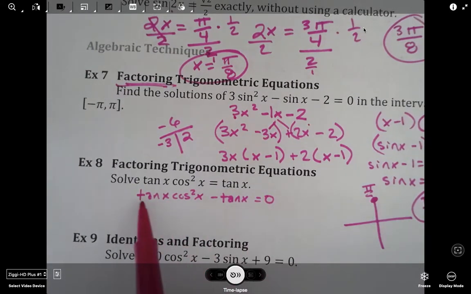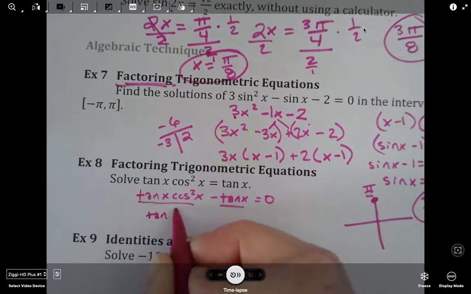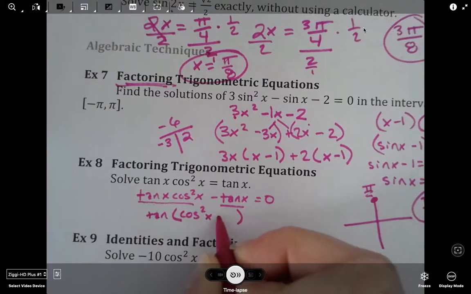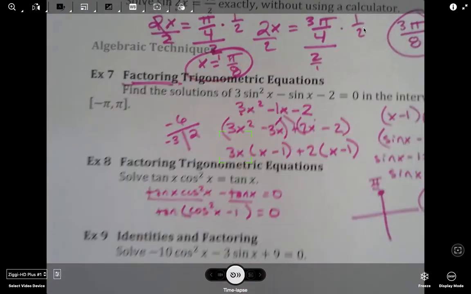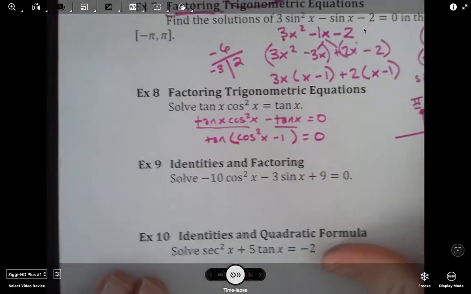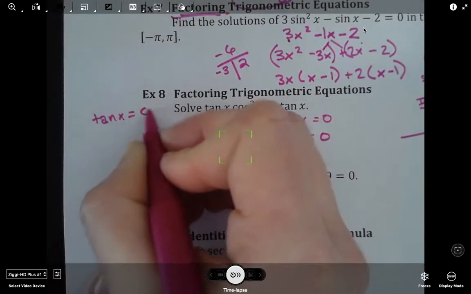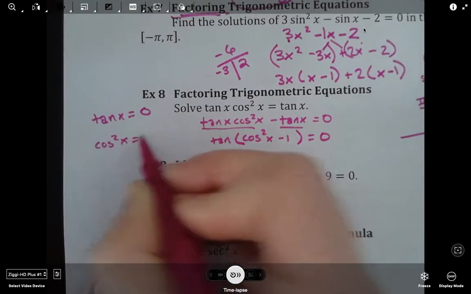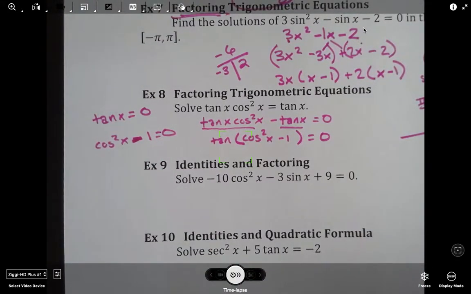Now, both of these two pieces have a tangent in common, so I'm going to pull a tangent out. Left over is cosine squared x minus 1 equals 0. Now that I have it completely factored down, I still set both pieces equal to 0. So I'm going to say tangent of x equals 0 and cosine squared x minus 1 equals 0. We're going to move that 1 over in just a second.